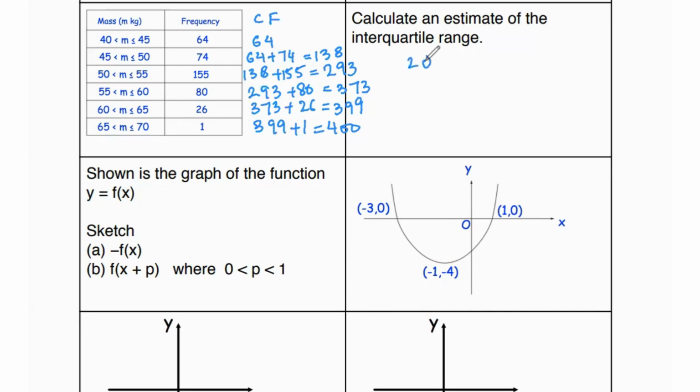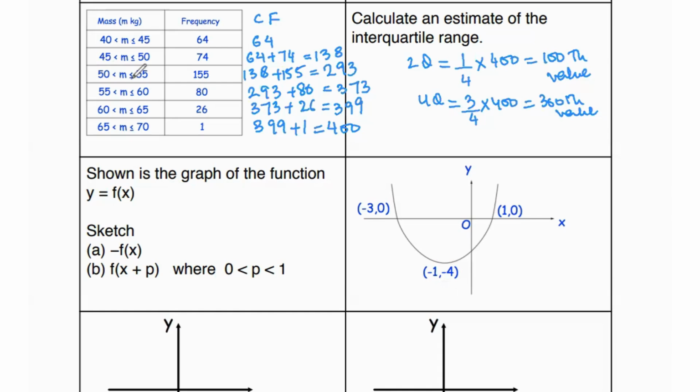So for the lower quartile, we will find a quarter of 400, which is 100. So that means the 100th value is your lower quartile. And for the upper quartile, we find 3/4 of 400, which is the 300th value. So that will give us the upper quartile. Now if you look at these values in the table, we start adding the frequency. So 64 plus 74 is 138, which means the 100th value is in this interval, the 45 to 50 interval.